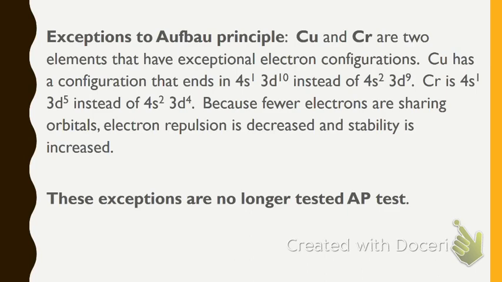For instance, for copper, we would expect that that would end based on the filling of 4s2, 3d9, but instead it actually is going with this one right here because it's more stable, because there are fewer electrons sharing orbitals, and so it minimizes the repulsion.